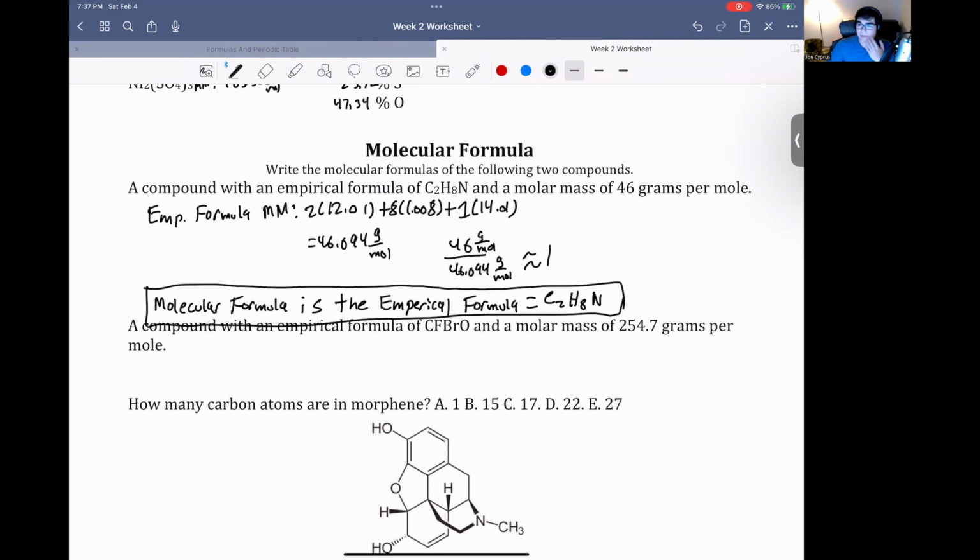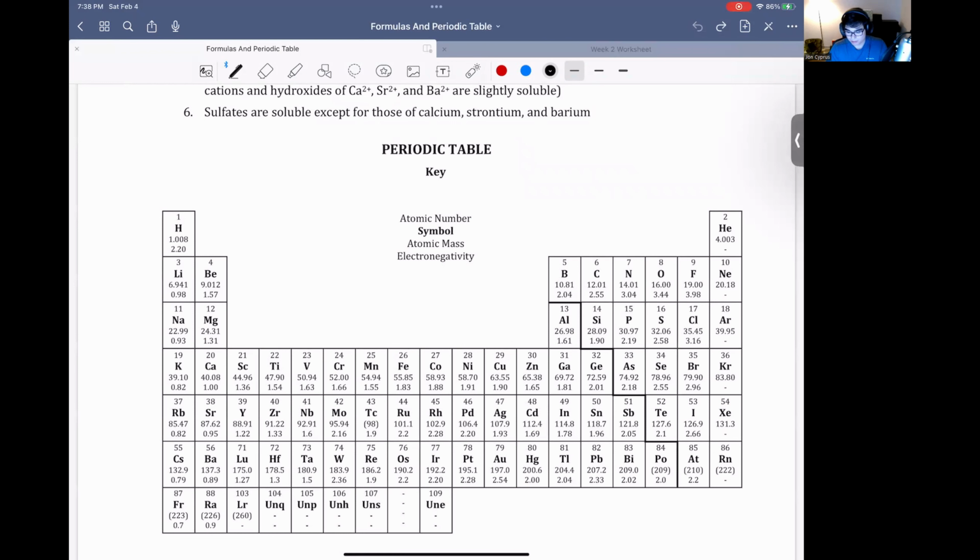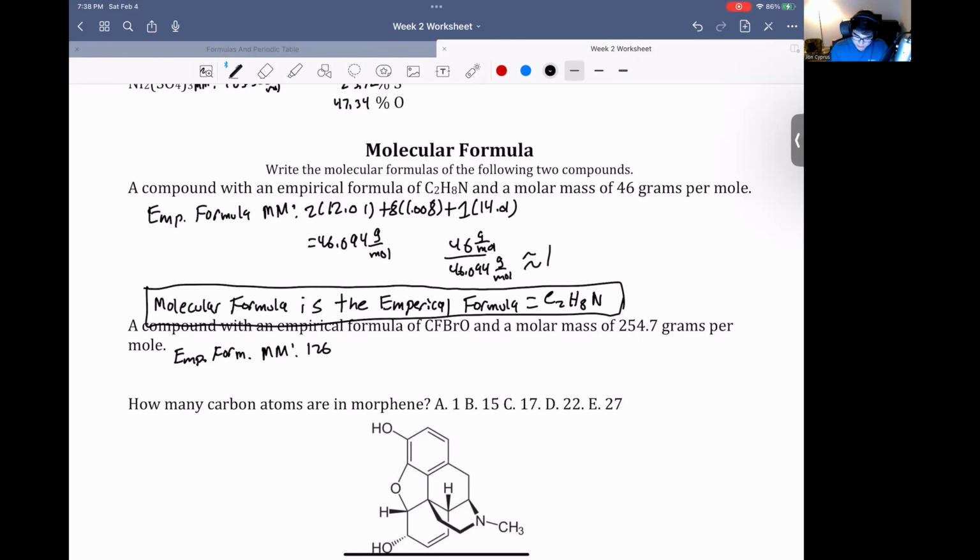All right, next it says a compound with an empirical formula of carbon, fluorine, bromine, and oxygen, and a molar mass of 254.7 grams per mole. So again, let's find the empirical formula molar mass. I'm just going to add these all in my calculator. So we have 1 carbon, 1 fluorine, 1 bromine, which is 79.9, and 1 oxygen, which is 16. So we should end up getting 126.91 grams per mole.